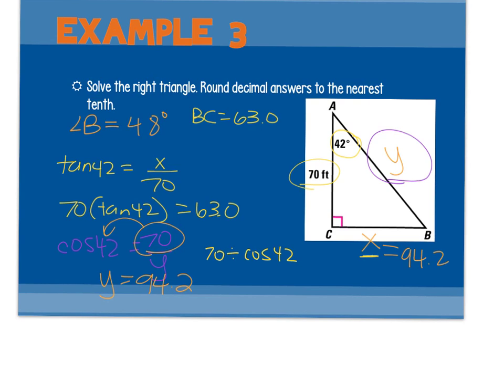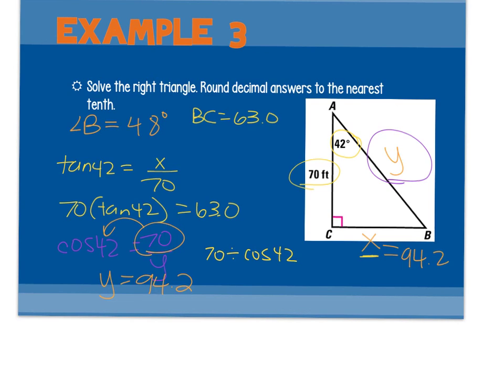Yep. I did the tangent of 42 and then 63 over x. I got it wrong. Because you switched them. Oh wait, tangent of 42, and you're trying to find AB, you mean? Then it should be, that's opposite and hypotenuse. That should be sine.